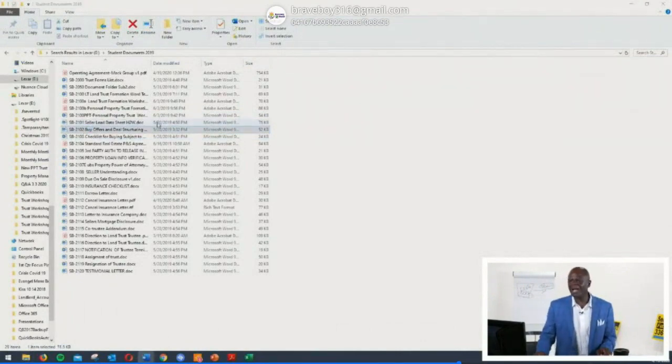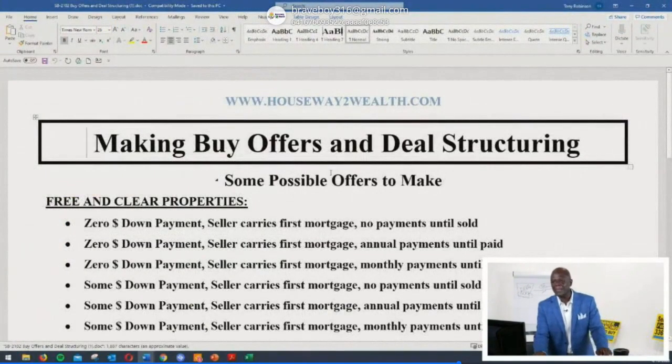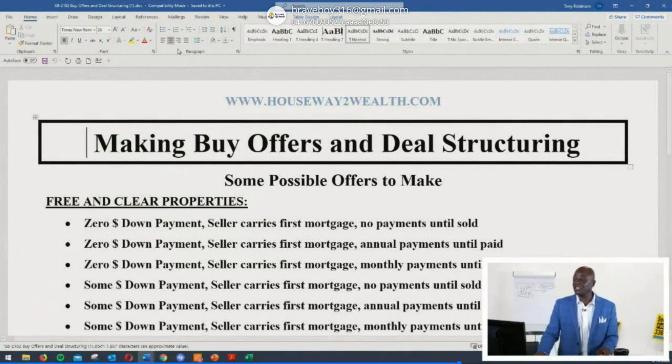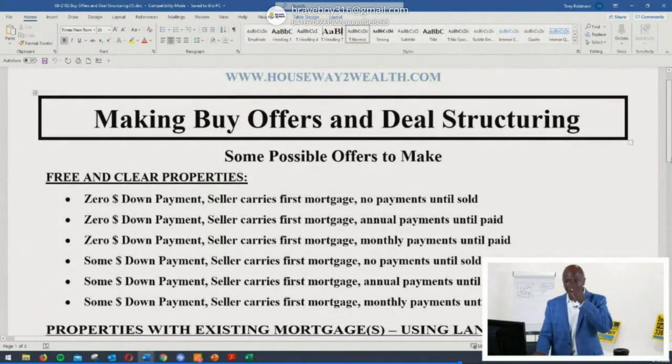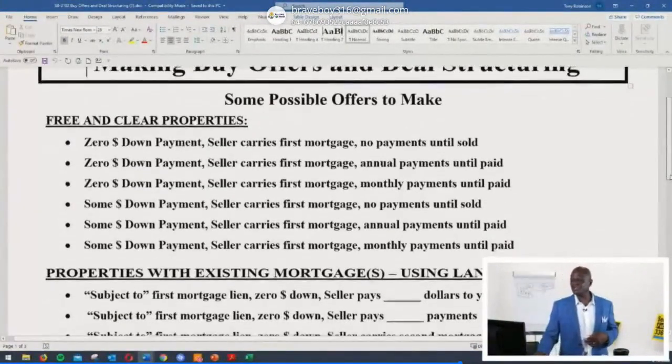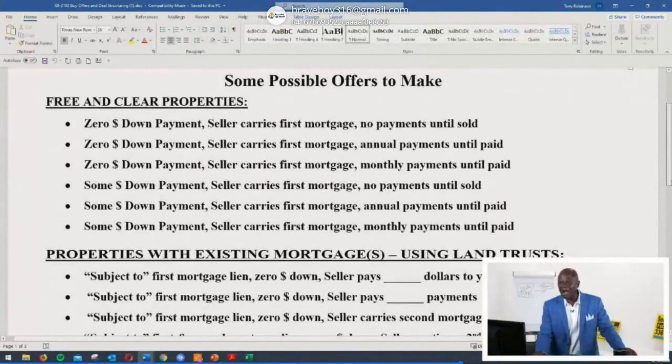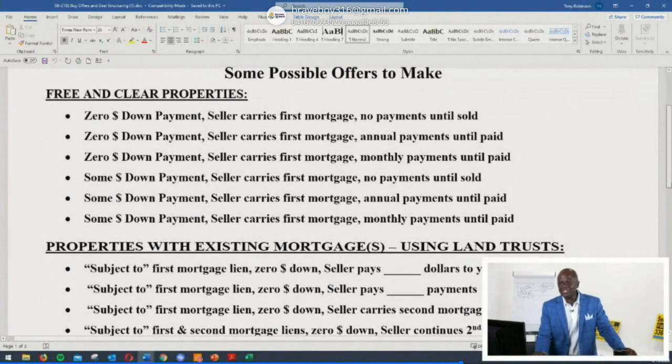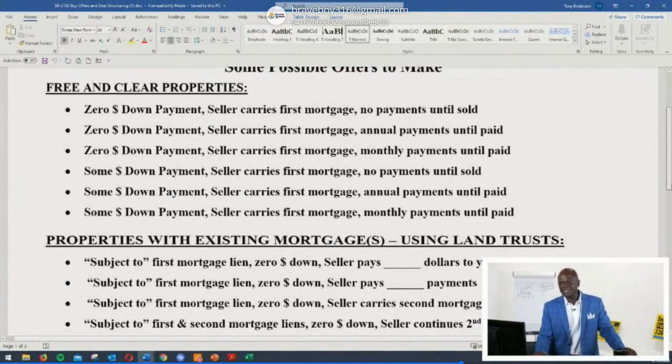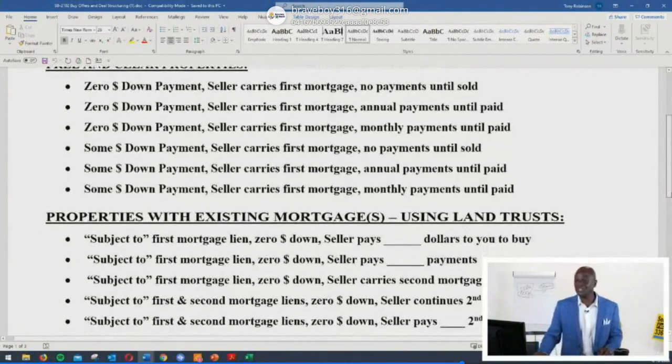You're going to have a buy, offer, and deal structuring sheet. Guys, this is a great sheet to use. It kind of gives you variables on what you need to do to make certain offers. If the property's free and clear, it gives you some solutions to situations, right? Some down payment, seller carries a first mortgage, no payments until sold. It helps you think about what you want to offer to the seller.